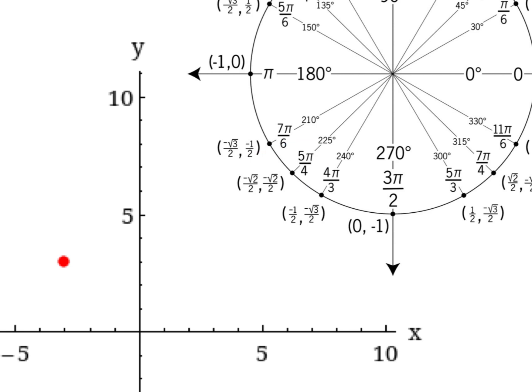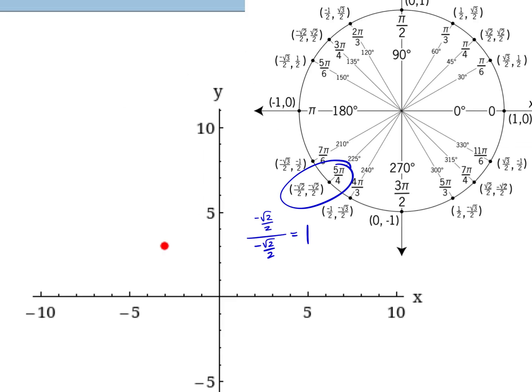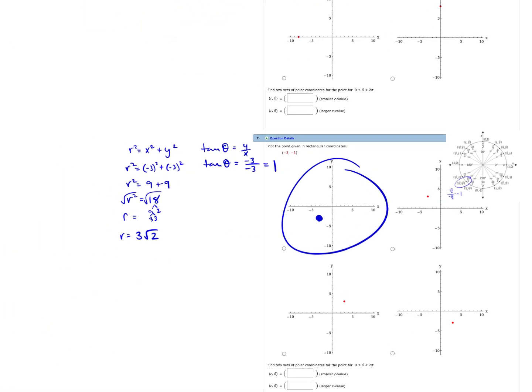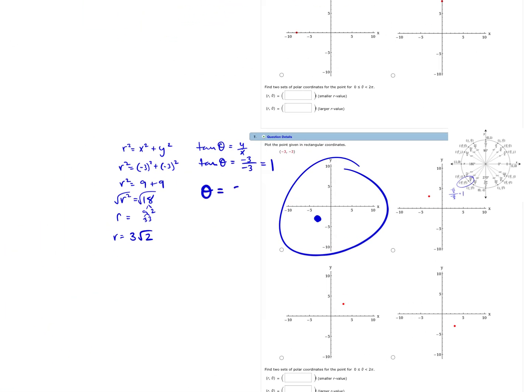5 pi over 4, perfect. If you want to just check real quick, if we did negative square root 2 over 2 over negative square root 2 over 2, this would simplify to 1. Perfect. So 5 pi over 4. So our point would be 3 square root 2 comma 5 pi over 4.